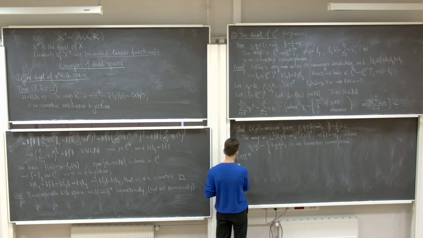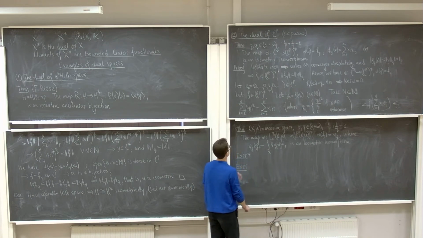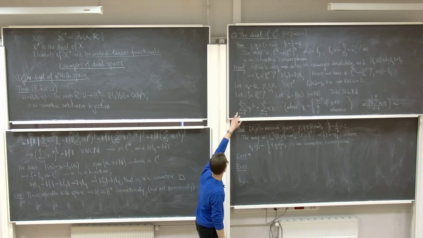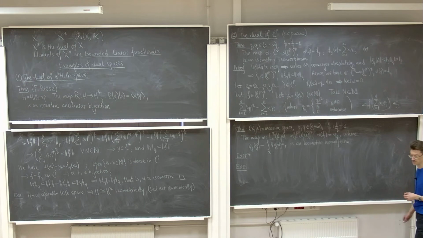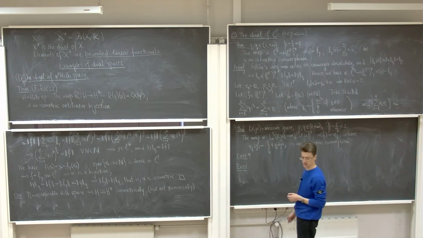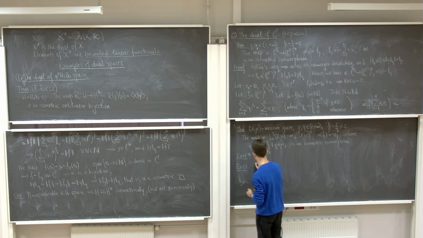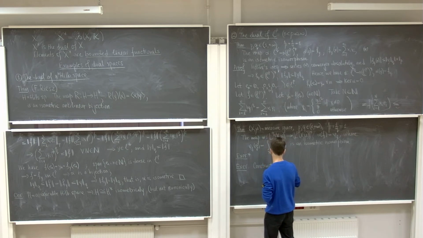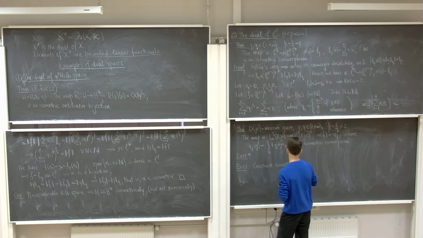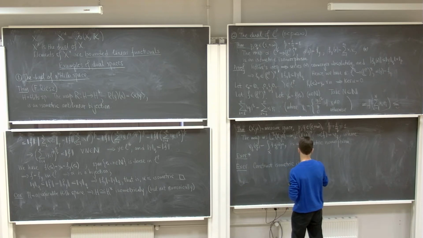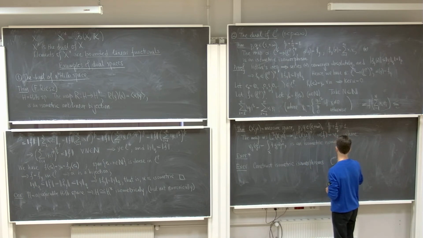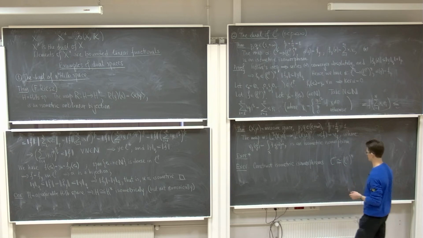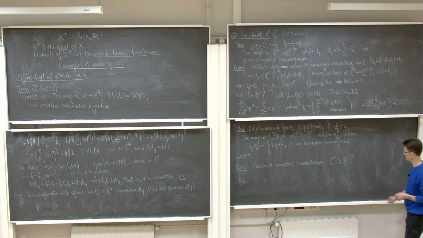Okay, and by the way, another exercise, which is closely related to this theorem. So this theorem describes the dual of LP in the case where P is strictly bigger than 1 and finite. So what happens if P equals 1? If P equals 1, I recommend you to construct isometric isomorphisms between L infinity and the dual of L1. So the dual of L1 is isomorphic to L infinity.